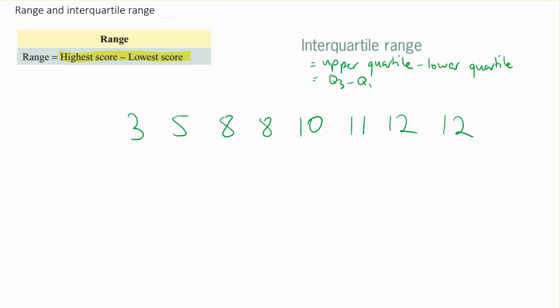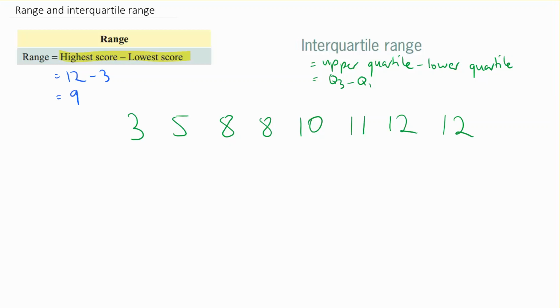That's nice because we just get the highest score. Let's say we have these scores here: 3, 5, 8, 8, 10, 11, 12, and 12. The highest score is a 12, the lowest score is a 3. So the range is 12 minus 3, and the range would be 9.